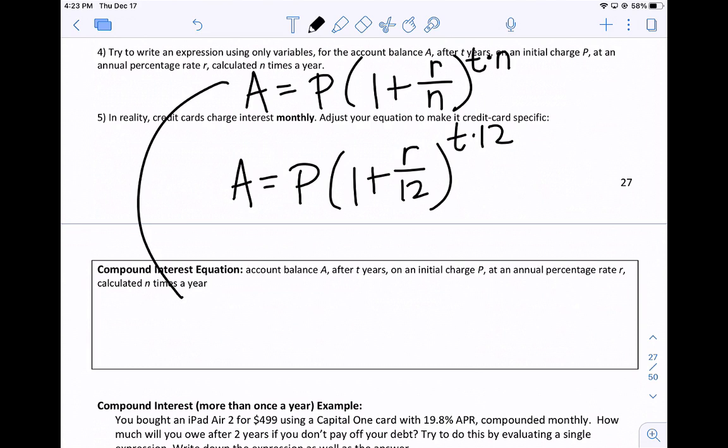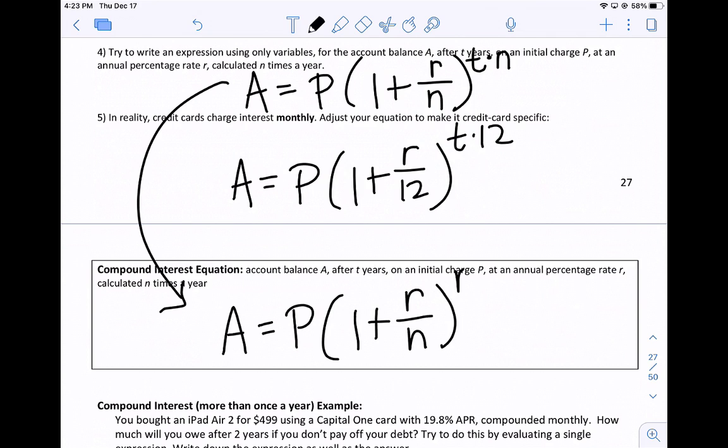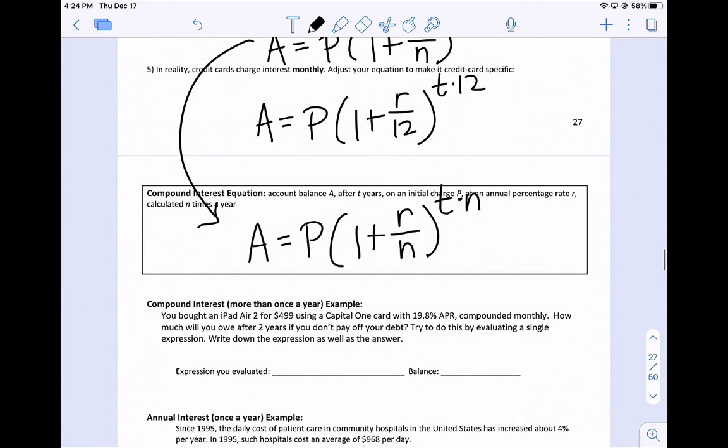So I'll just rewrite it. It's the same as above. A equals, so the amount equals your starting value times 1 plus your interest rate divided by the number of times per year. And then you take however many years it is, T, and then multiply it by the number of times per year.